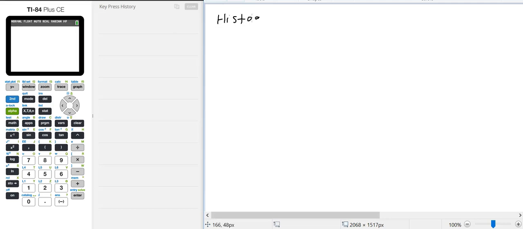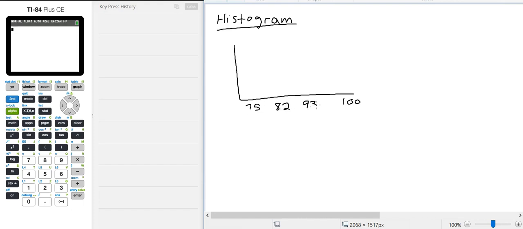A histogram looks like a bar graph, but it represents the frequency that something occurs. So let's say we have students in a class, and they took a test, and the scores ranged from 75 to 100. There were 75s, 82s, 93s, and 97s, 100s. And this represents the grades or the scores. And the side, the y-axis, represents the frequency. The amount of times this grade occurred, or the amount of students that got this grade.